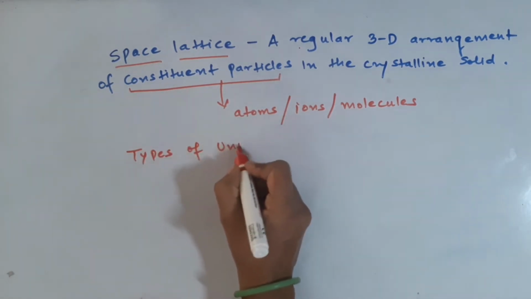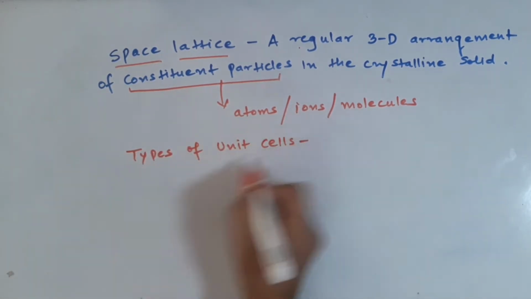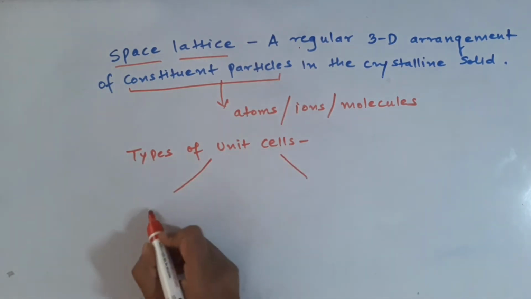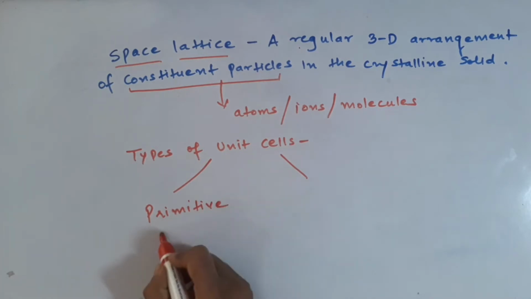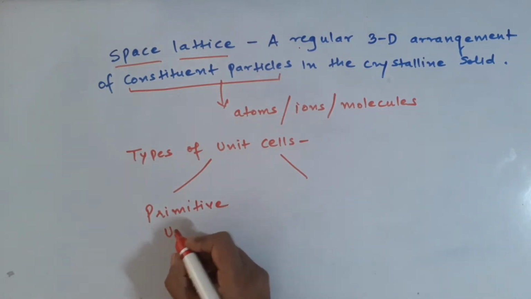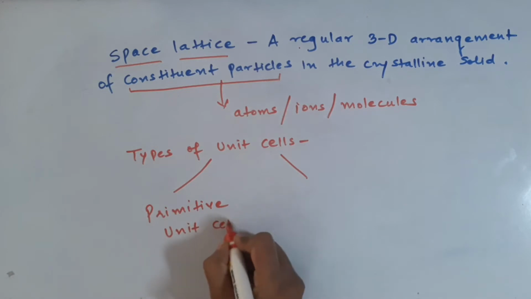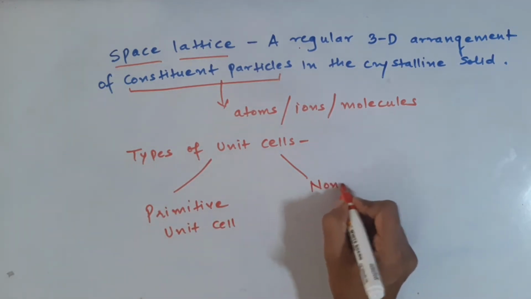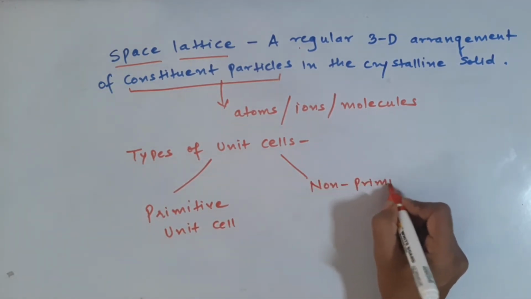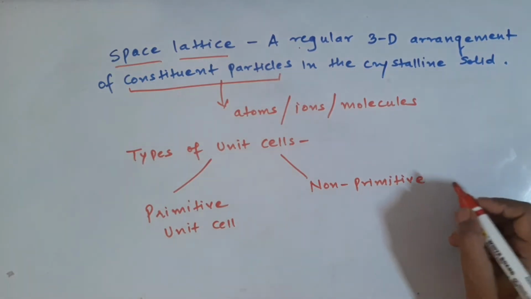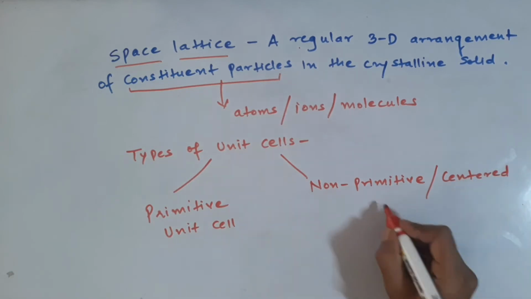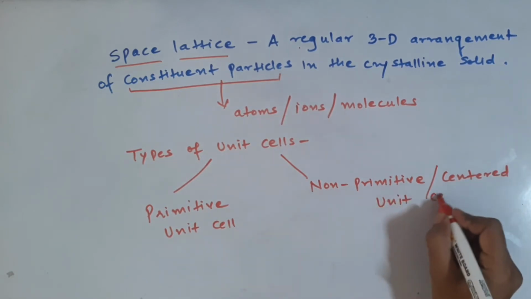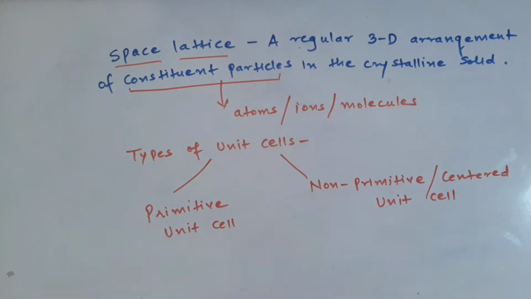Now we will see what are the various types of unit cells. Unit cells basically are of two types: the simple unit cells known as primitive unit cells, in which the constituents are present only at the corners, and the second is non-primitive unit cells, also known as centered unit cells, in which the constituents are present at various positions, not only at the corners.